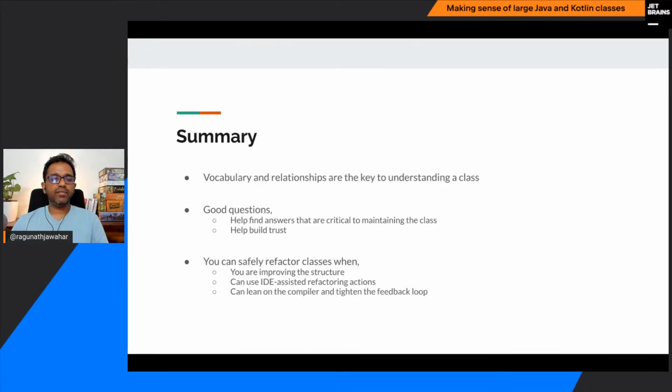The summary is that vocabulary and relationships are the key to understanding a class, and good questions. When you ask really good questions, it helps answers to maintain a class, and it also helps build trust. And you can safely refactor classes, especially if you are building a lot of redundancies into the process and heavily relying on the compiler and the IDE to make the right kind of changes for you. It's called provably safe refactoring, and you can Google about it. There are very few articles about the topic, but they're quite nice. The compiler, the Git user interface and the IDE can really come in handy in situations where you can't do much or it's hard to do.